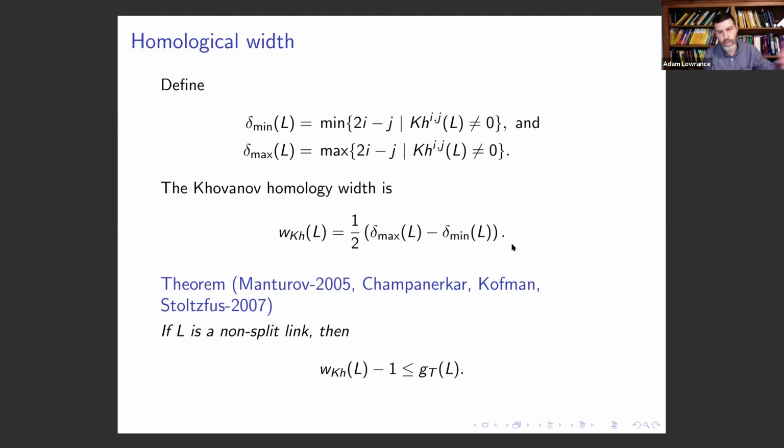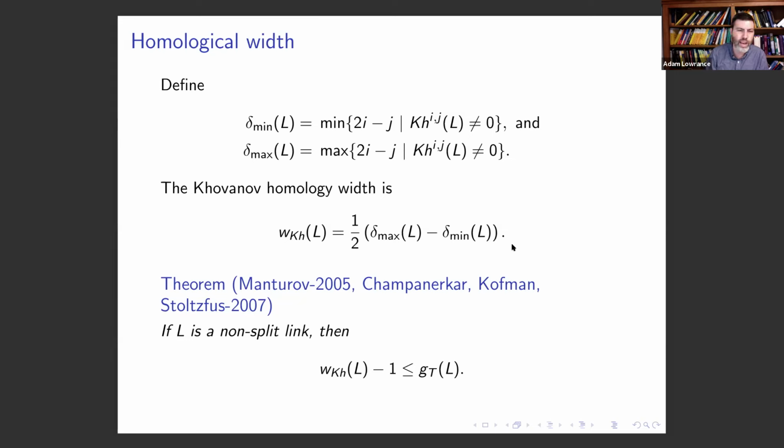And we define the minimum such delta grading and the maximum such delta grading where the Khovanov homology is non-trivial. And you can define the Khovanov homology width as the span of those delta gradings. We normalize by a half here because all of the delta gradings are either all even or all odd. And Vasily and then Champanikar, Kauffman, and Stoltzfus proved that the span, this homological width in the Khovanov homology, minus 1 gives a lower bound on the Turaev genus.